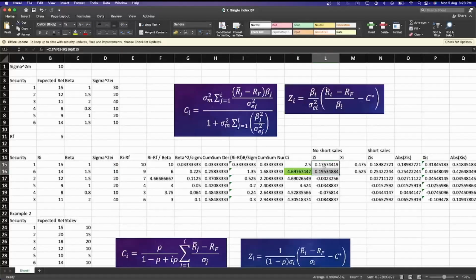We only need to calculate it for the first two, but I have calculated them for all of them just to demonstrate that it will be negative because this ratio is smaller than C star for the other securities. And since we are in this scenario where no short sales are allowed, we are only going to deal with these first two Zi and ignore the rest. Calculation of Xi is simply Zi divided by the sum of these two, which is 0.475, which basically means that 47.5% of our portfolio consists of the first security and 52.5% of our portfolio consists of the second security, which is security number 6, which is this one.